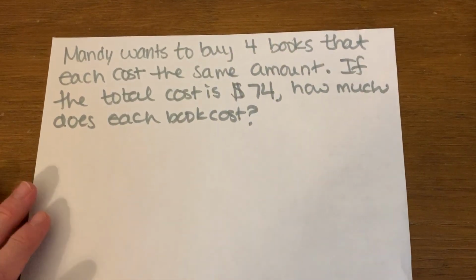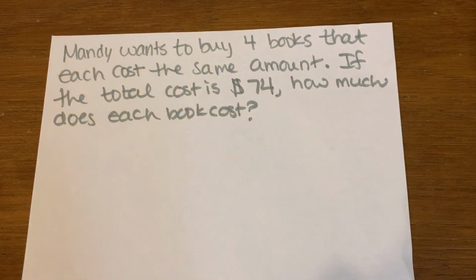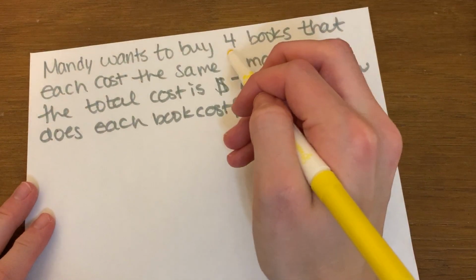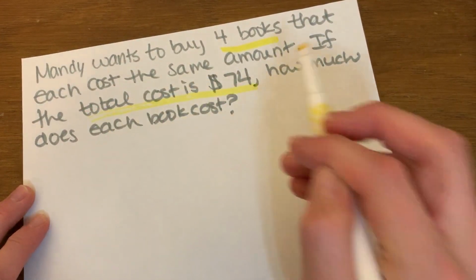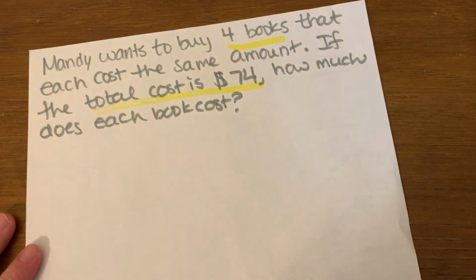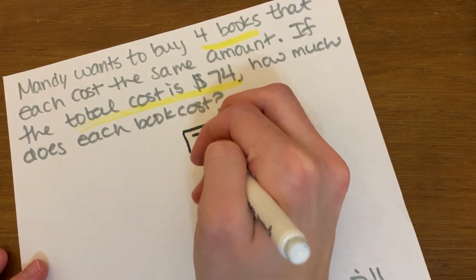So Mandy wants to buy 4 books that each cost the same amount. If the total cost is $74, how much does each book cost? So she's going to buy 4 books, and the total cost is $74, and we want to know how much each book costs. So let's go ahead and do 74 divided by 4.